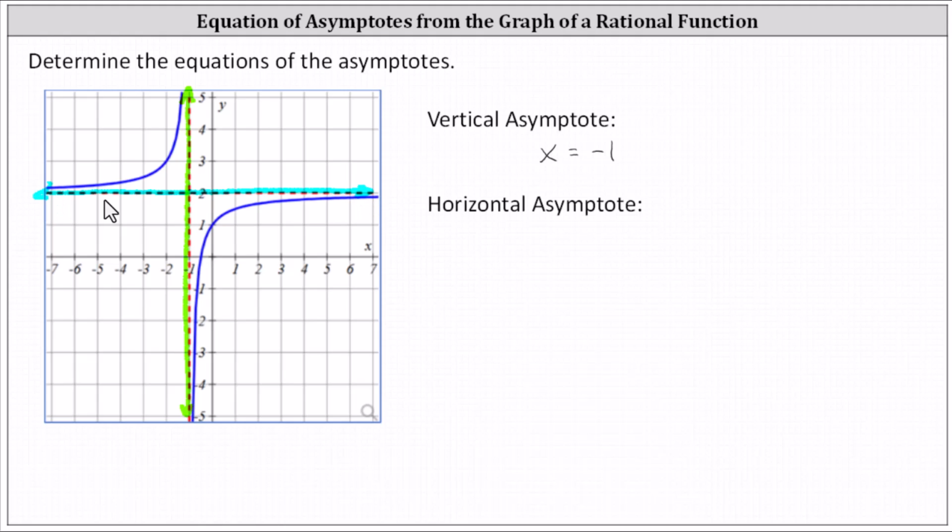The horizontal line intersects the y-axis at 2. In fact, every point on this horizontal line has a y-coordinate of 2, which is why the equation of the horizontal asymptote is y equals 2.